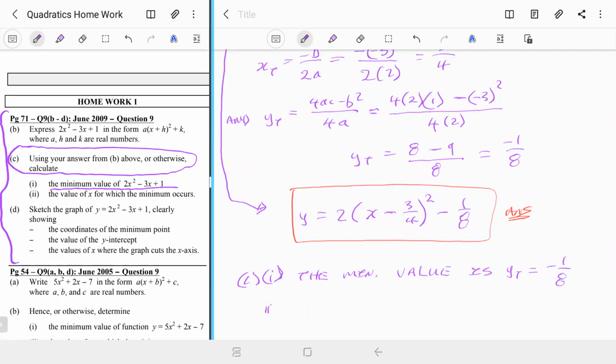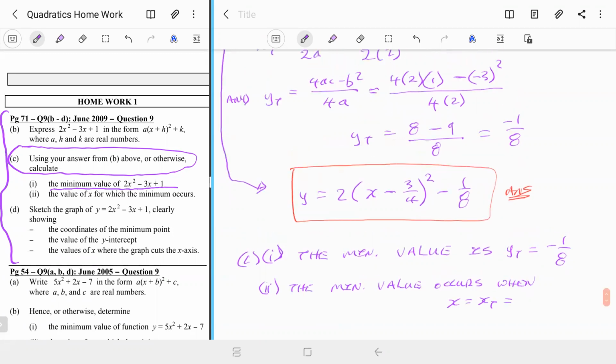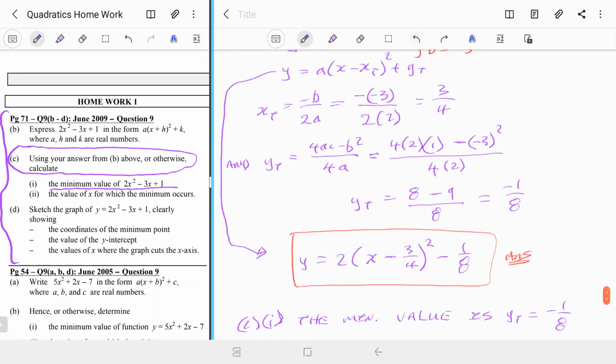Part 2 is asking us for the value of X for which it is minimum. The value of X for which the minimum occurs. Here, this minimum value occurs when the X is equal to the XT value, which is 3 over 4. 3 over 4.